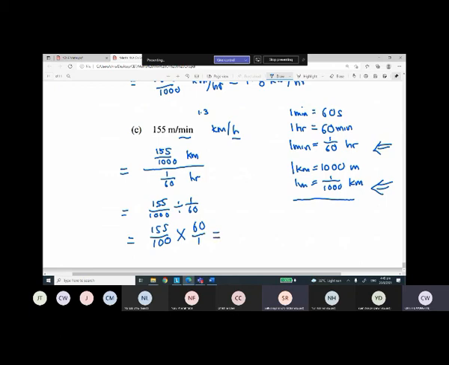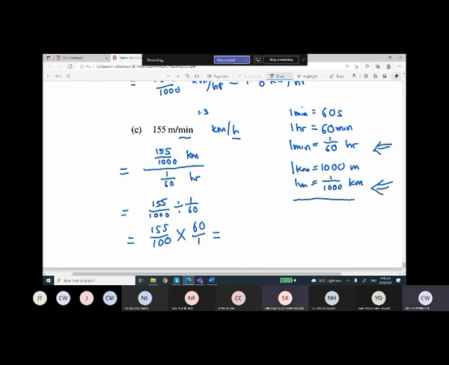Sorry, sir. Calculator and press for me, please. I don't want you to cancel. I want you to use a calculator and press. Maybe safer this way. Sometimes you cancel, you make mistake. I also make mistake. Can you just press for me, please? 155 times 60 divided by 1,000. Somebody give me the answer. Is it 9.3?